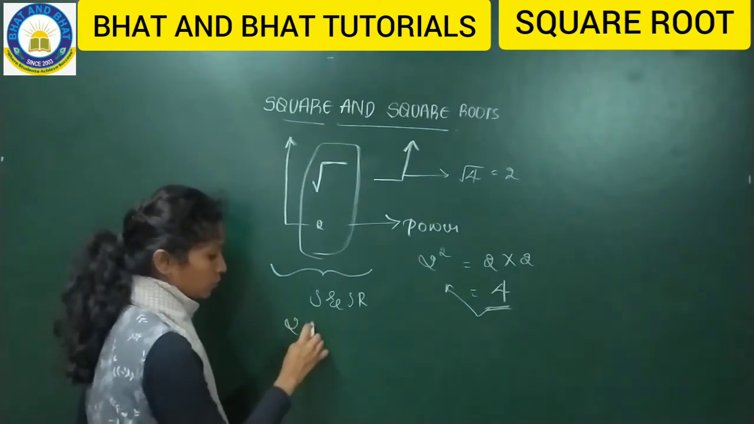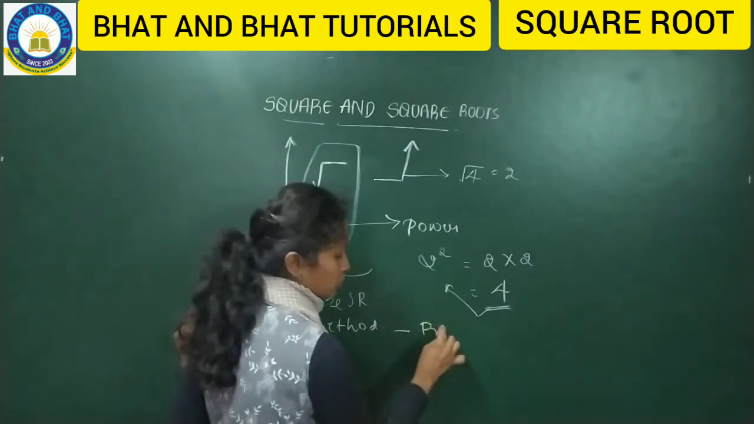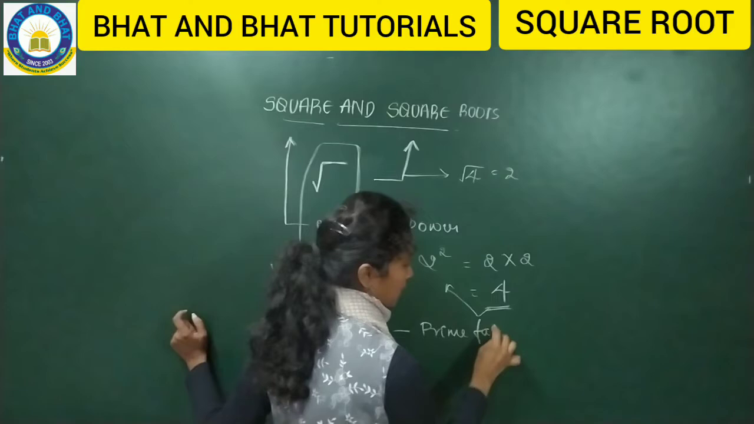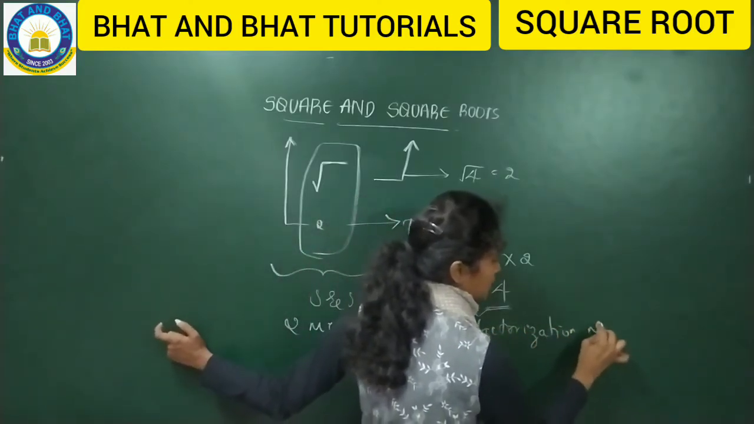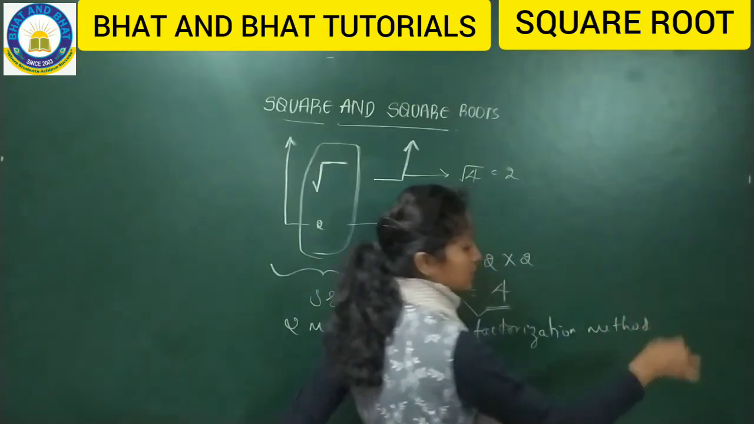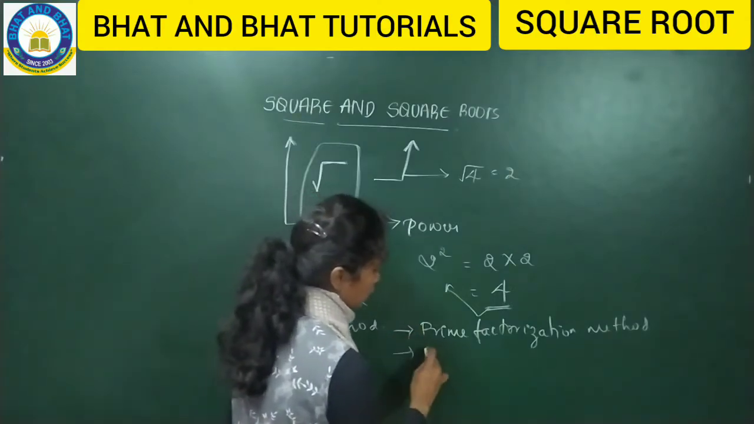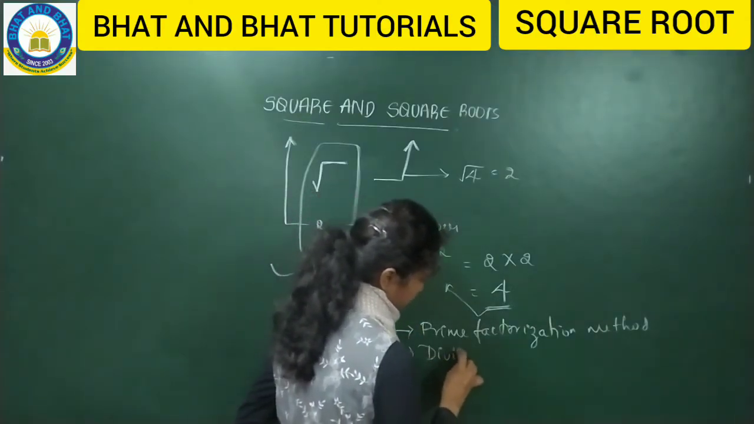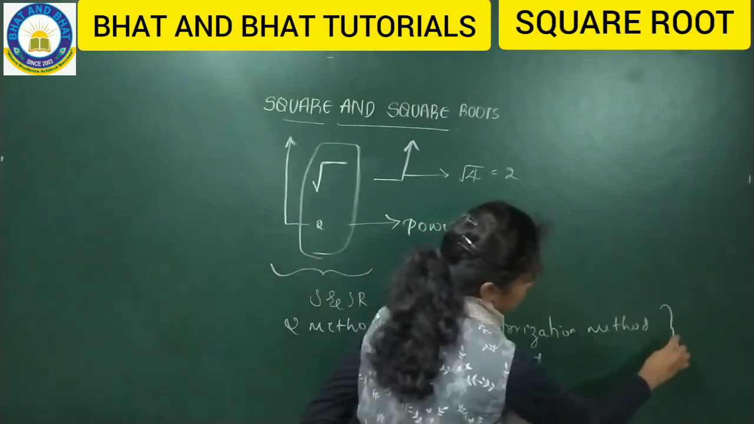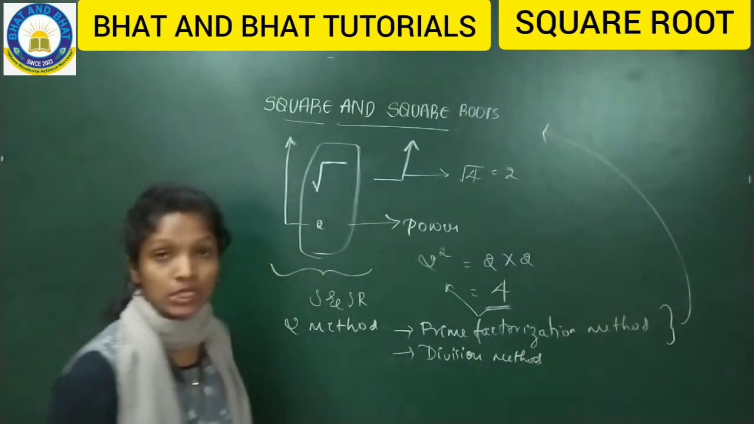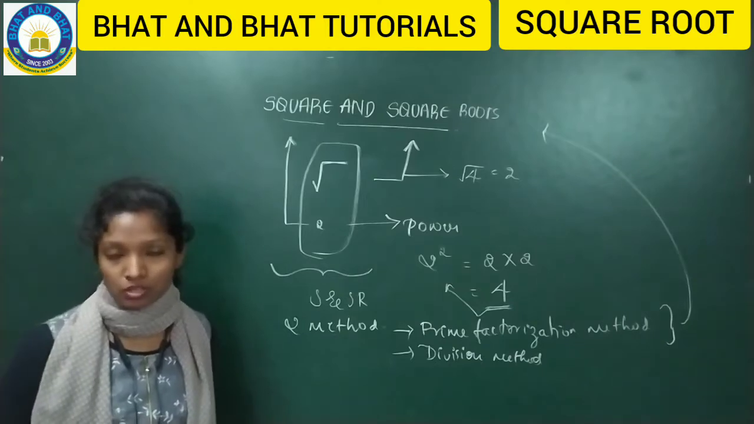In square and square roots, we usually have two methods to find them. The first method is the prime factorization method. In LCM and HCF also we have come across this method. And the second method is the division method. So these are the two methods that we are going to use to find the square and the square root. So this is the introduction to your chapter.